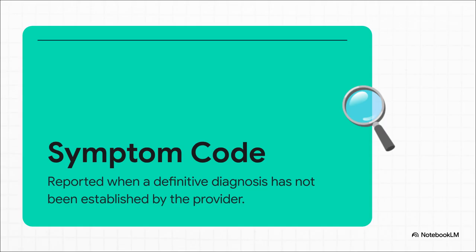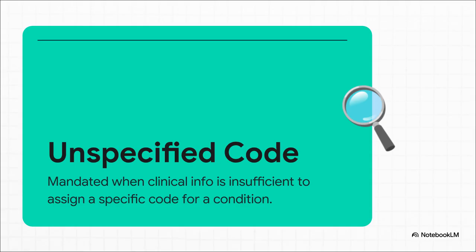Now, by contrast, an unspecified code is mandated when the overall condition actually is determined, something like pneumonia, for example, but the sufficient clinical information isn't known or available to assign a more specific code, like the exact bacterial organism causing it. If that specific detail is completely unavailable to the provider at the time of the encounter, using the unspecified code isn't just allowed, it's strictly required.